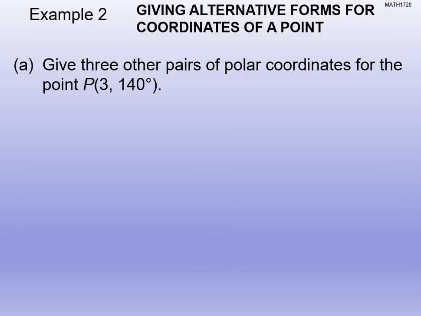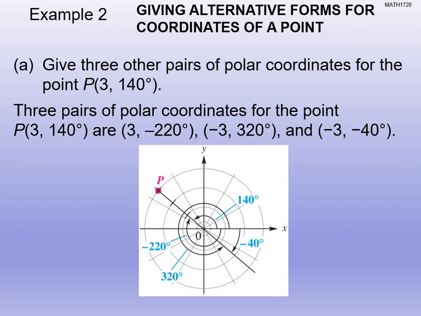Alright, so how will we do this one? It says give 3 other pairs of polar coordinates for the point P, with the magnitude of 3 and a direction of 140 degrees. Well, I would look for your answer choices on your homework. You're going to be able to add 360, subtract 360, add 720, subtract 720. If you can remember back to chapter 2, we talked about coterminal angles. That's really all this comes down to, is where those lie.